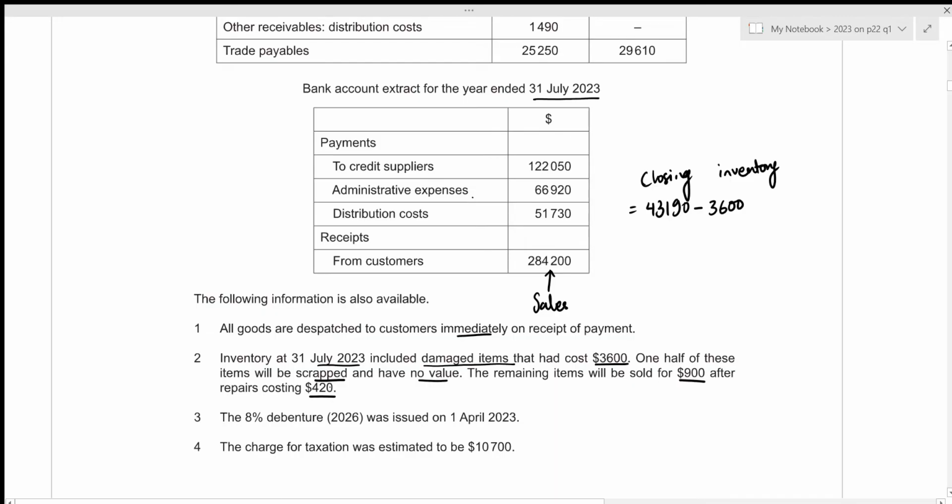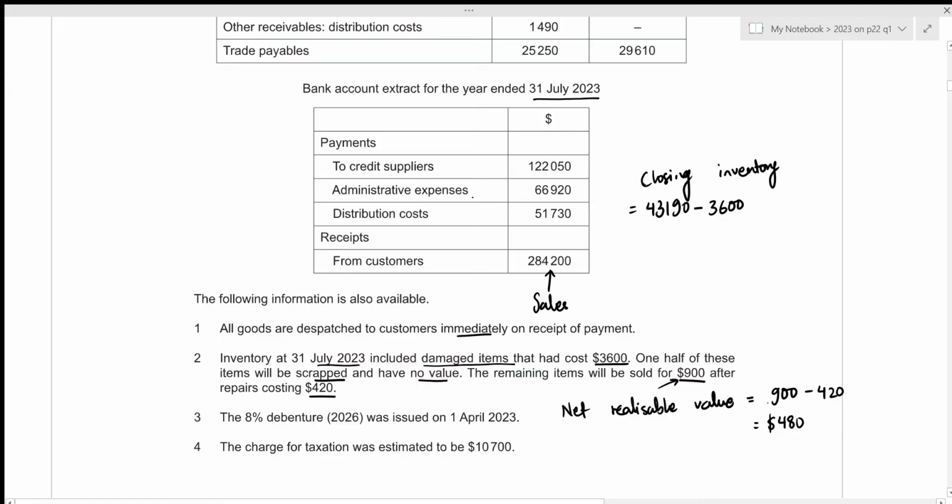Remember that International Accounting Standard 2 always states that the inventory should be valued at the lower of cost and its net realizable value. So the net realizable value is the amount that we can actually make by selling the damaged inventory after deducting its repairs cost. In this case, we can make 900 by selling the damaged inventory, and our repairs cost is 420. And this gives our net realizable value to be 480.